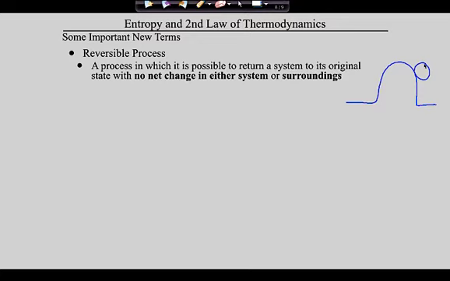Guys, this goes one direction downhill. To go the other direction, the surroundings have got to change. The surroundings have got to dump energy into the ball to get it to go back up. So what does it look like if we're talking about a system that is reversible? An example of that would be this: a cup of ice water at 0 degrees Celsius.